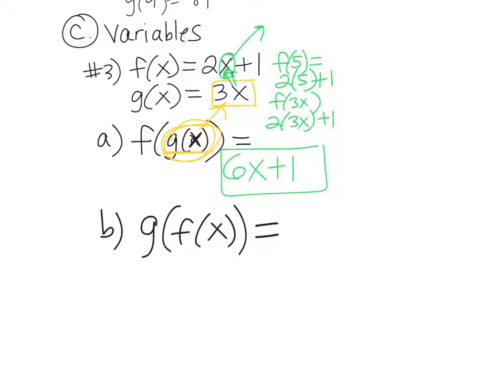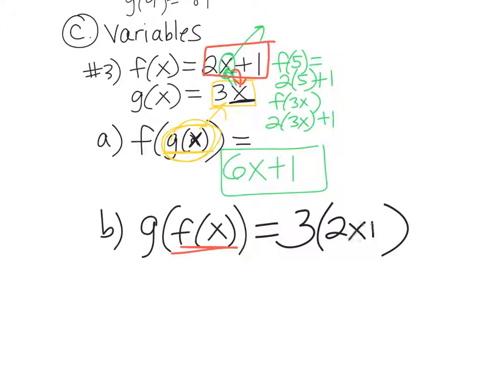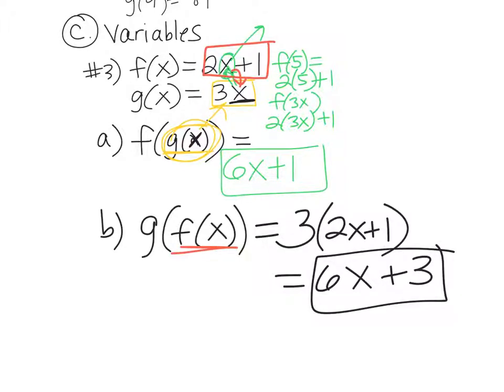Okay, so here we go. We're going to take f of x, which is 2x plus 1. So this is f of x, and we're going to plug that in to function g. So what we do here is we do 3, and instead of that x right here, we're going to plug in 2x plus 1. And distribute: 6x plus 3. That would be your answer. Is that hard? Not too bad?